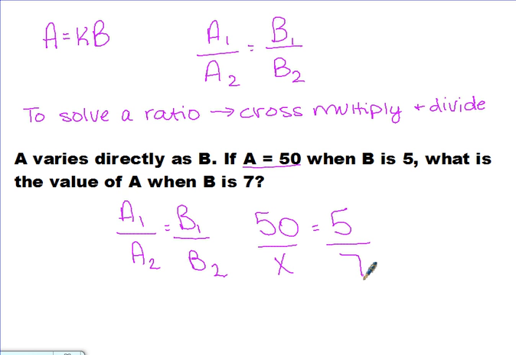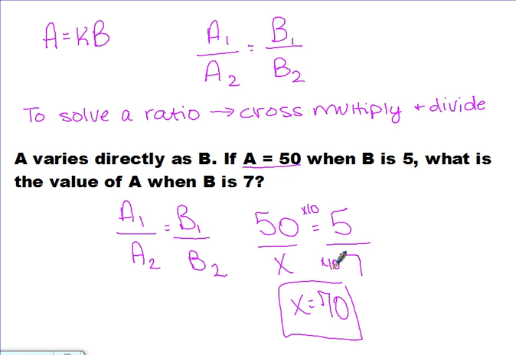We could either cross multiply or divide, or in this case, 5 goes into 50 10 times. So in order to get from 5 to 50, I multiply by 10. So I could also do 7 times 10, which would mean that x is 70. Or I could cross multiply and divide. 50 times 7 would give me 350. 350 divided by 5 is also 70. So we're solving that variation problem using a ratio.